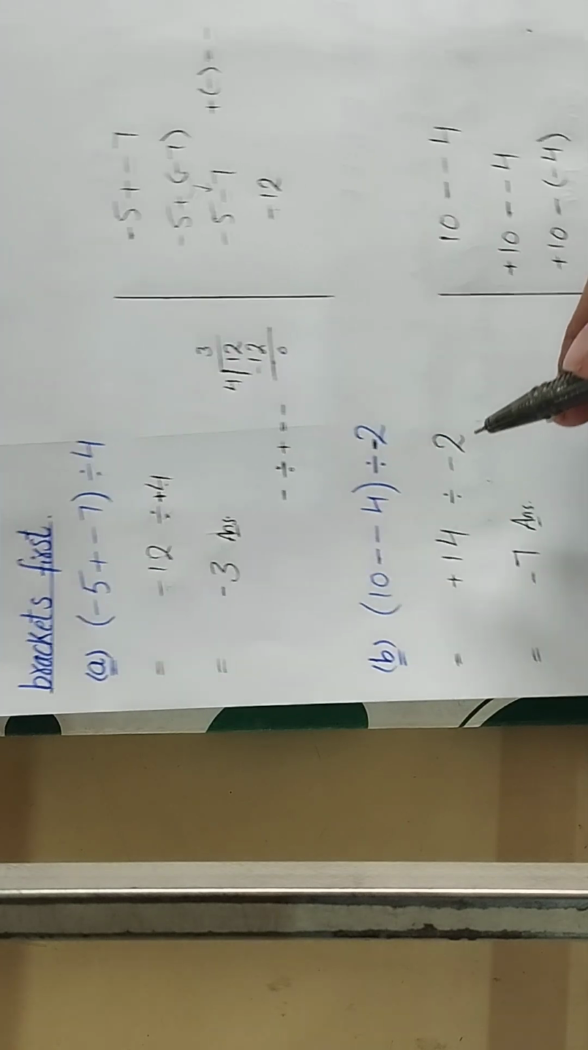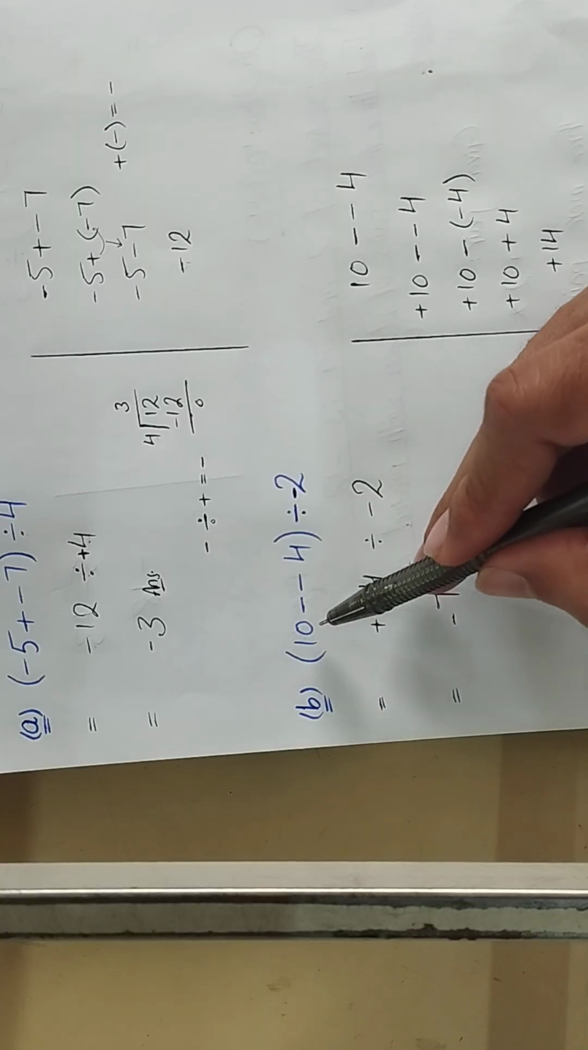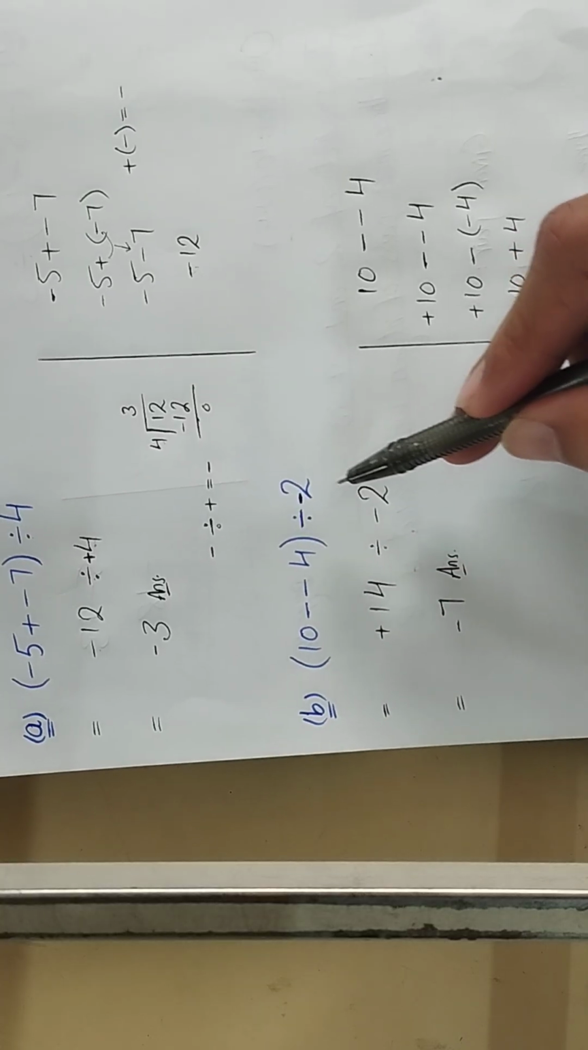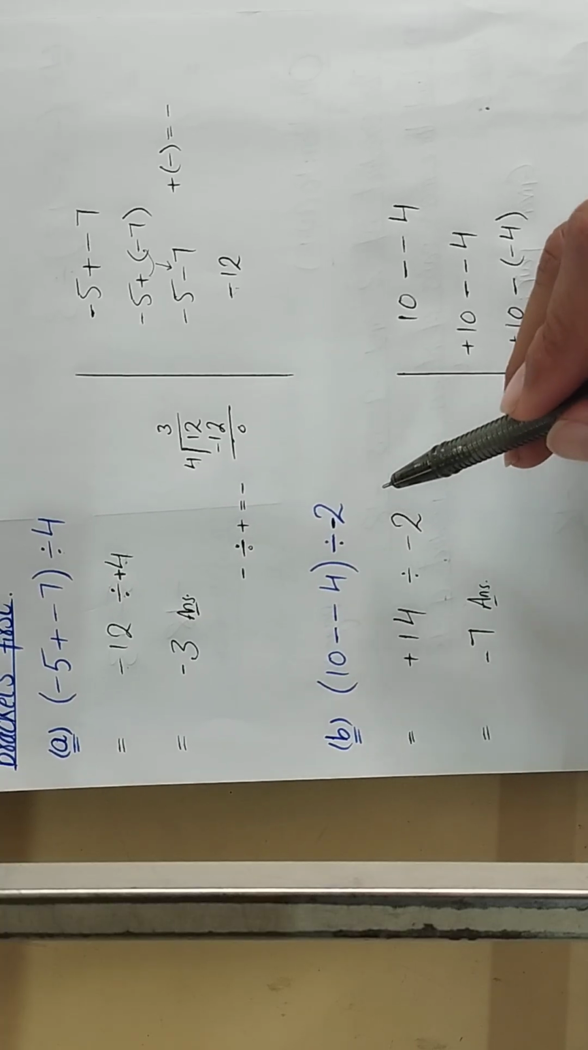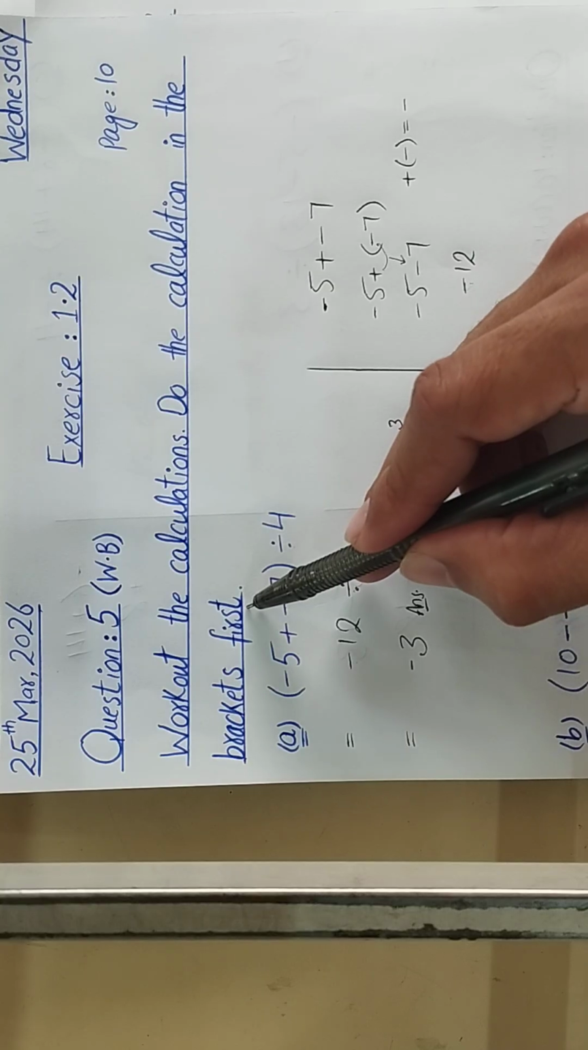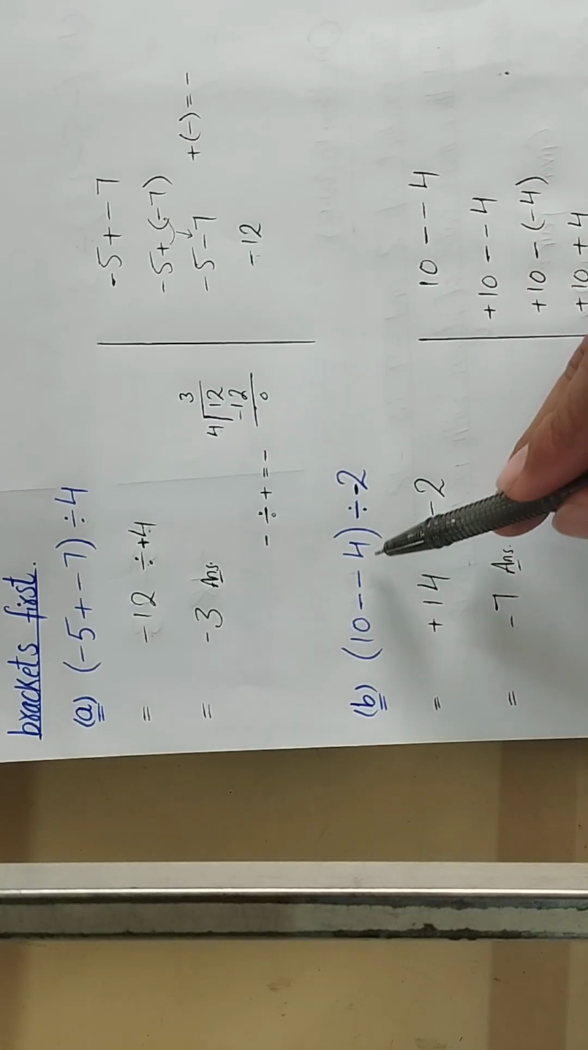Now let's see the second part. The B part is 10 minus minus 4 divided by minus 2. Again we have two steps. The first step is do the calculation in the brackets first. So do this calculation first.